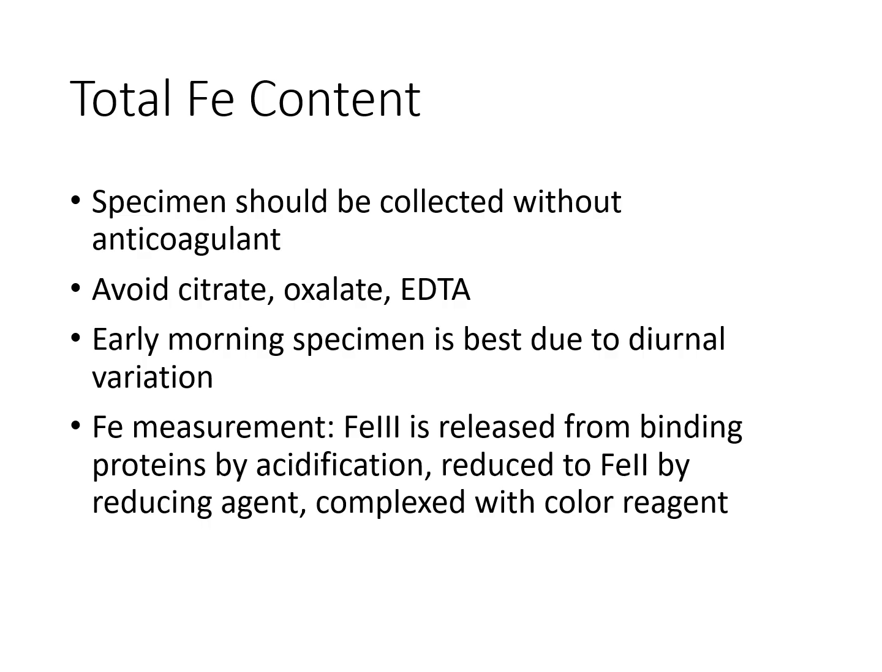So the measurement method for iron is ferric iron, which is released from binding proteins by acidification of the sample. It is then reduced to ferrous iron by a reducing agent. The ferrous ion becomes a complex with a color reagent for spectrophotometric quantification.